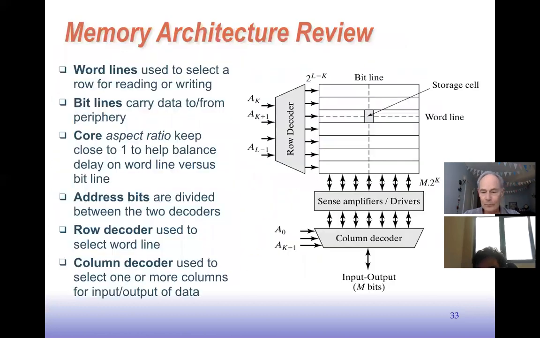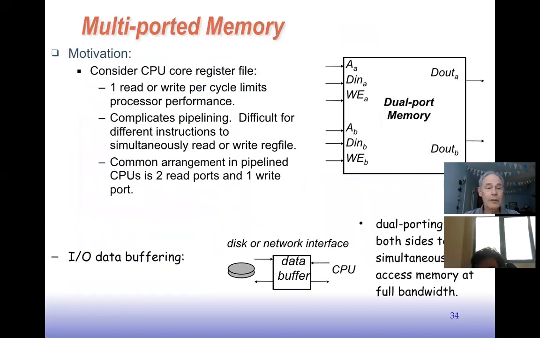So I'm just going to review this for a minute, just to remind you what a memory block looks like internally. There's all the bit cells that form an array. There's a row decoder, and then there's some circuitry for driving or reading the bit lines, and then for choosing subwords out of a row, or choosing words from a row. So the first thing to talk about is multi-ported memory.